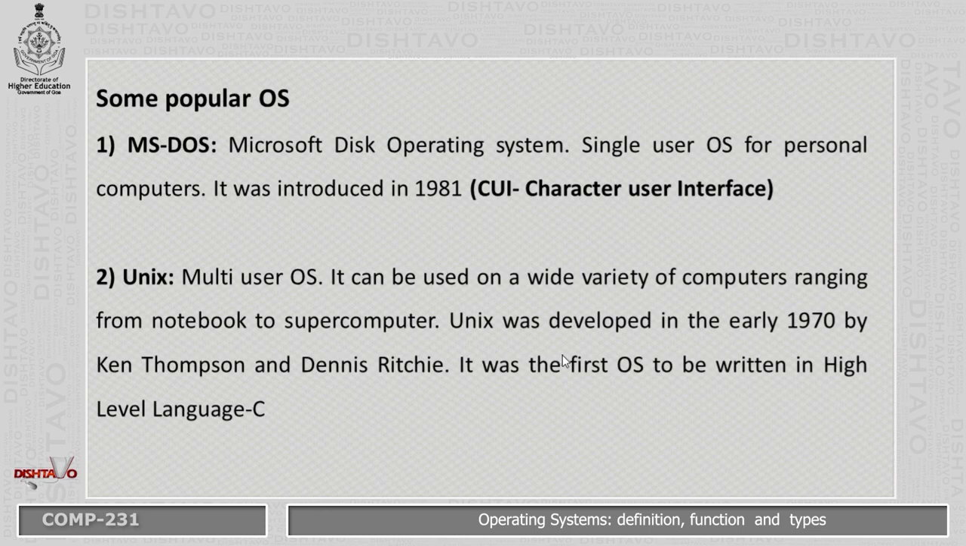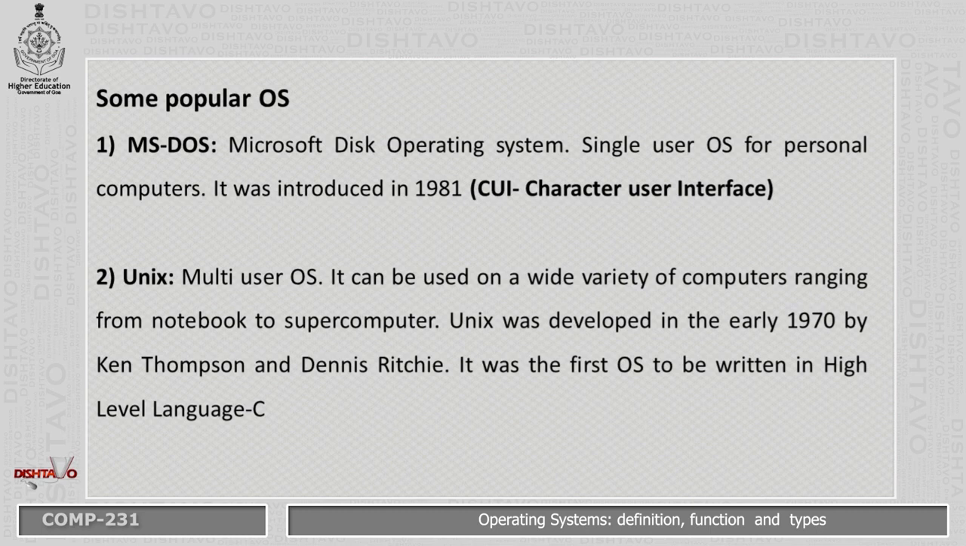First is MS-DOS, Microsoft disk operating system. It is a single user OS. It is used for personal computers and it was introduced in 1981. It is CUI based, character user interface based operating system. Next is Unix.